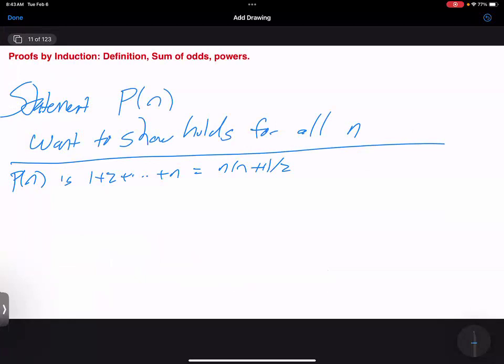Now, in problems like this, there's always the question: do we start at 0 or do we start at 1? Well, if I'm summing, it doesn't really matter if I include the 0 or not, right? Do you want to include the 0 or not? Okay, all right, so now here is a direct proof.